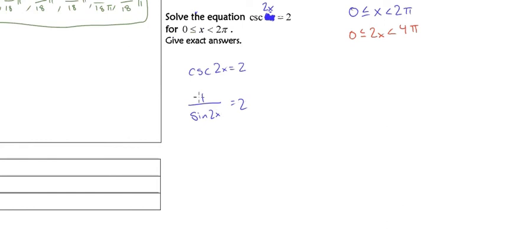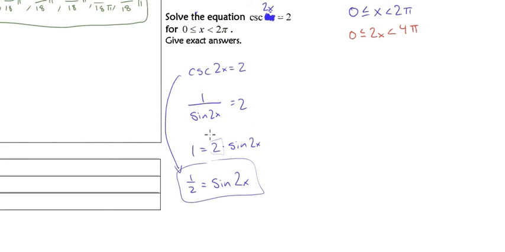All right, we don't want sine of 2x in the denominator, so we're going to multiply both sides by sine of 2x. Gives us 1 equals 2 times sine of 2x. And lastly, we don't want this 2 out in front, so now we're going to divide everything by 2 and end up with 1/2 equals sine of 2x. And hopefully you can see how getting to here is going to make things a lot easier on us.